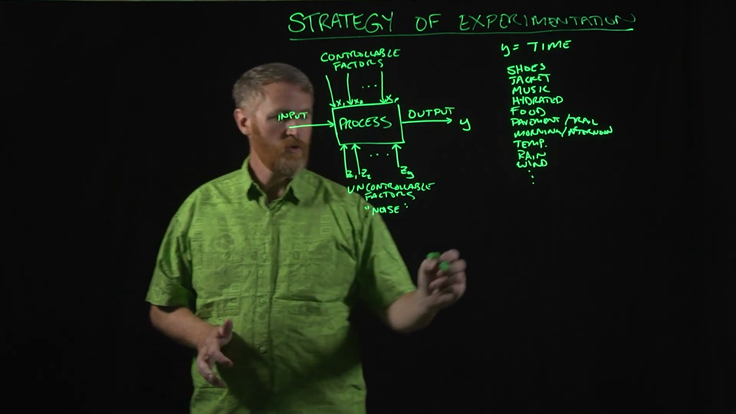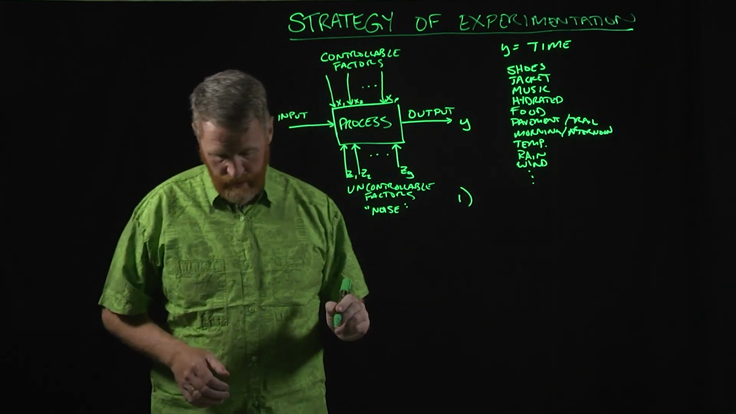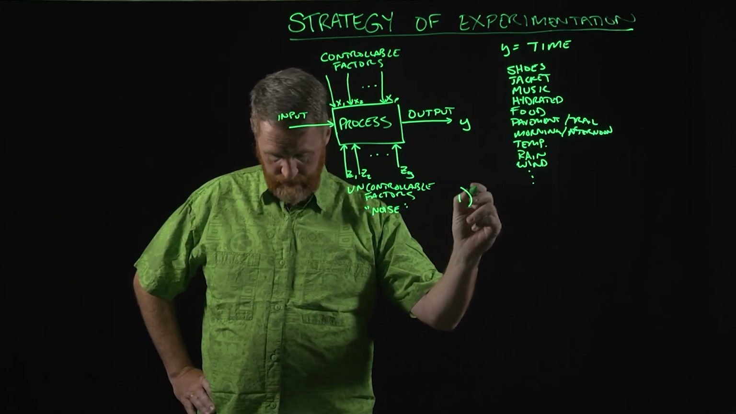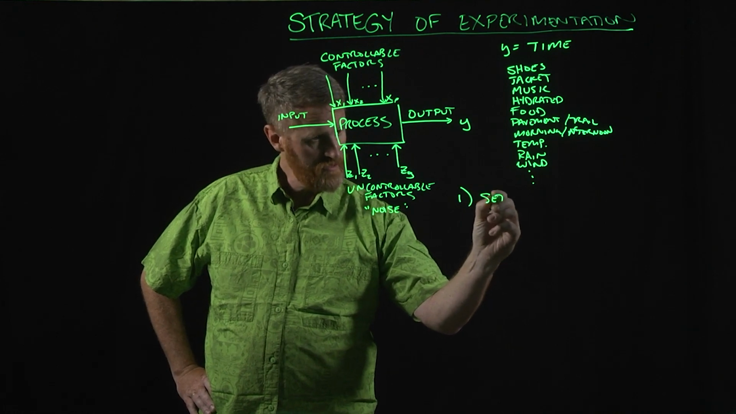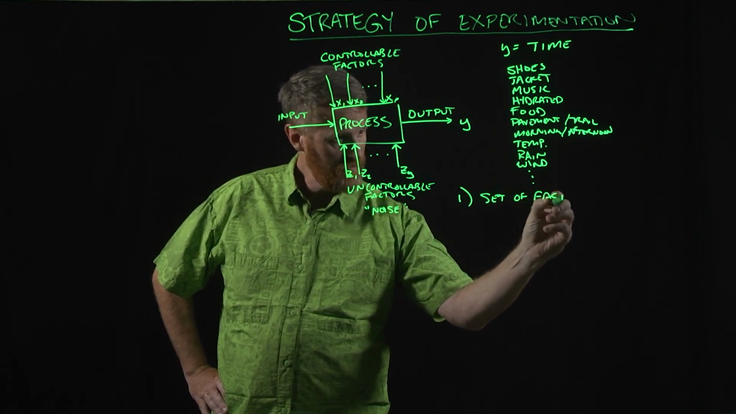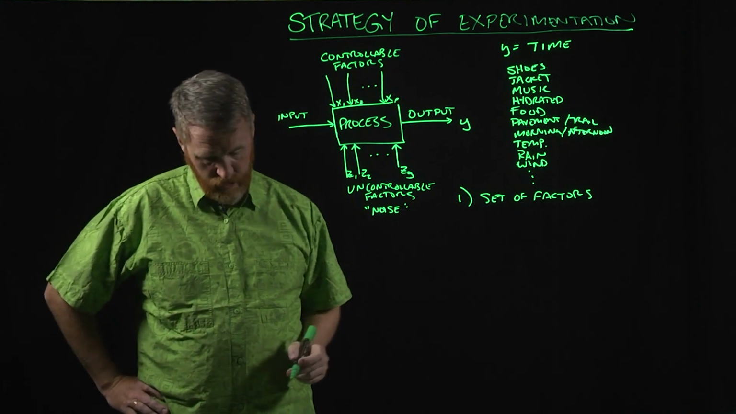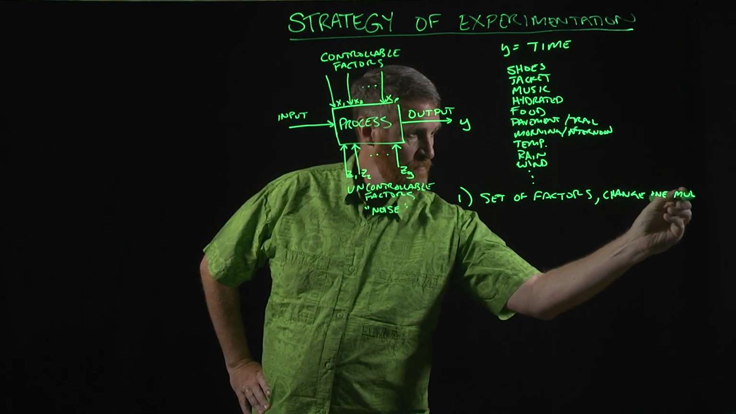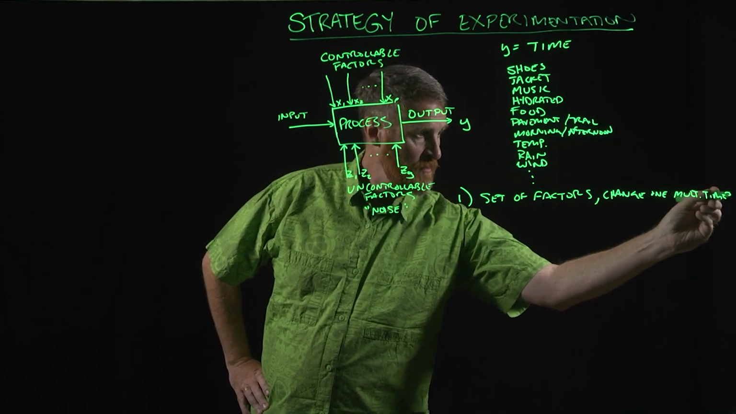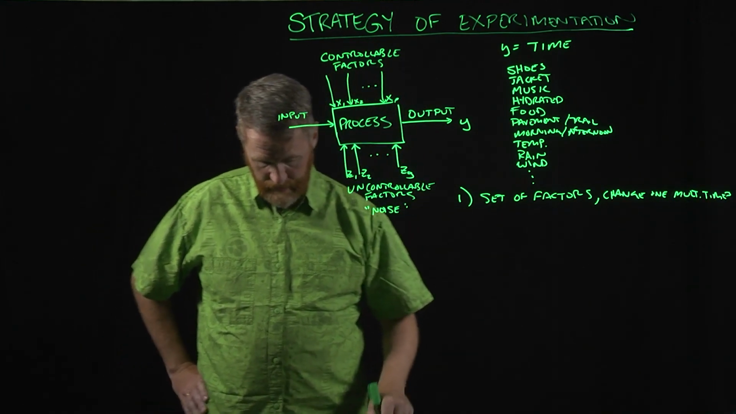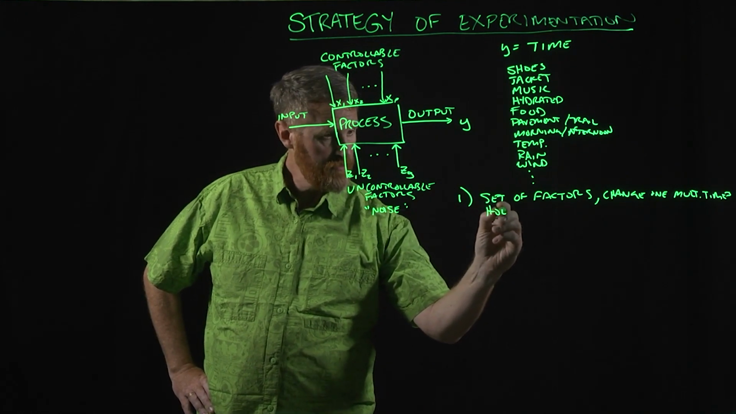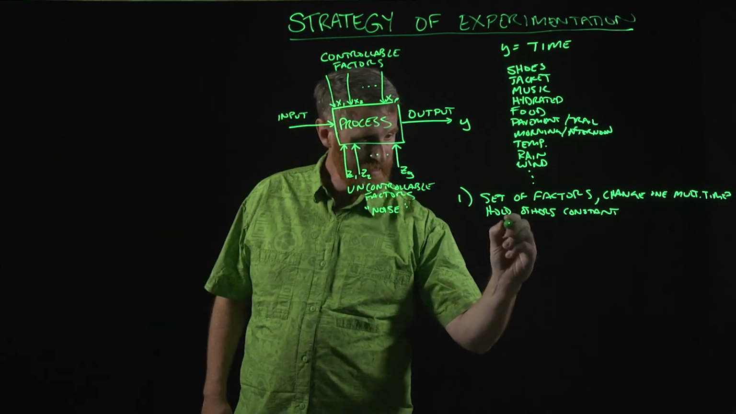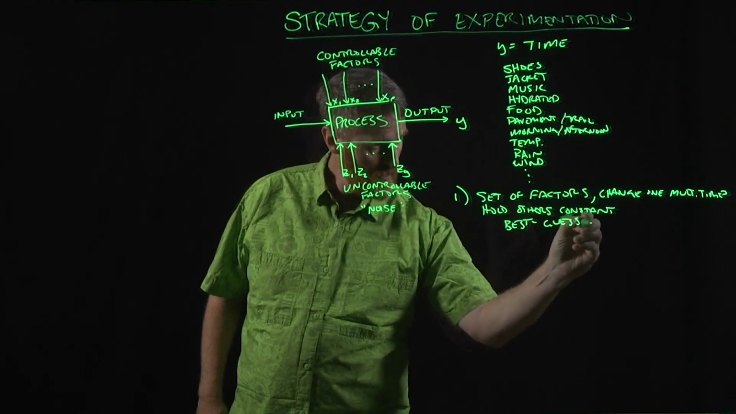So one strategy, right, is I could take a set of factors, and I could change one multiple times, and then I could hold the others constant. And that approach is called the best guess approach.